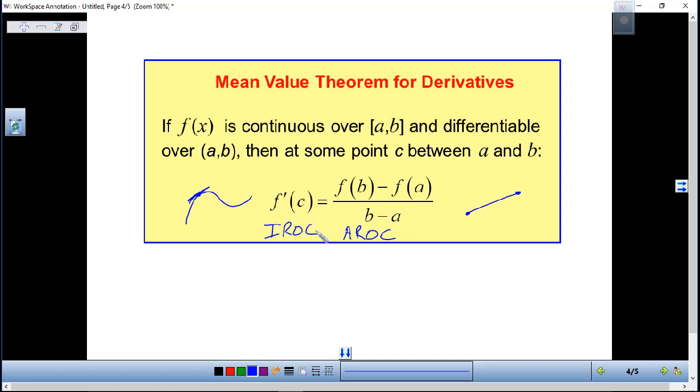And what we'll use here is this. Over some interval, we'll be looking for what c is, where in that interval the derivative is equal to the average rate of change. That'll be typically what your problem is going to be.